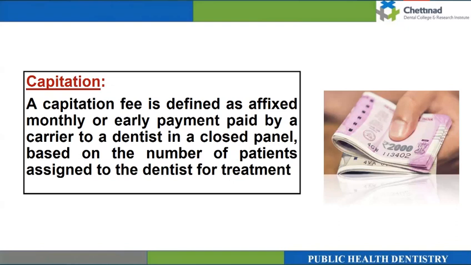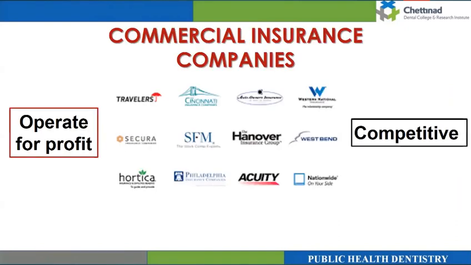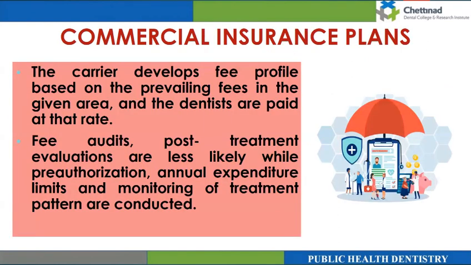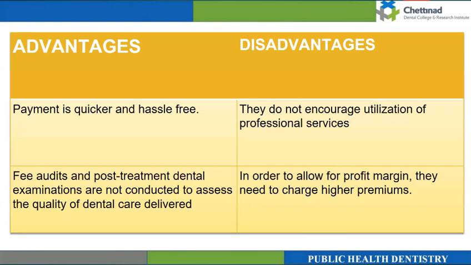Capitation fee is based on the number of patients assigned to the dentist for treatment. Some of the commercial insurance companies were Travelers, Secura, Hanover, Acuity, etc. In a commercial insurance plan, the carrier develops a fee profile based on prevailing fees in a given area. The dentists are paid at that rate. Fee audits and post-treatment evaluations are less likely, while pre-authorization, annual expenditure limits, and monitoring of treatment patterns are conducted.